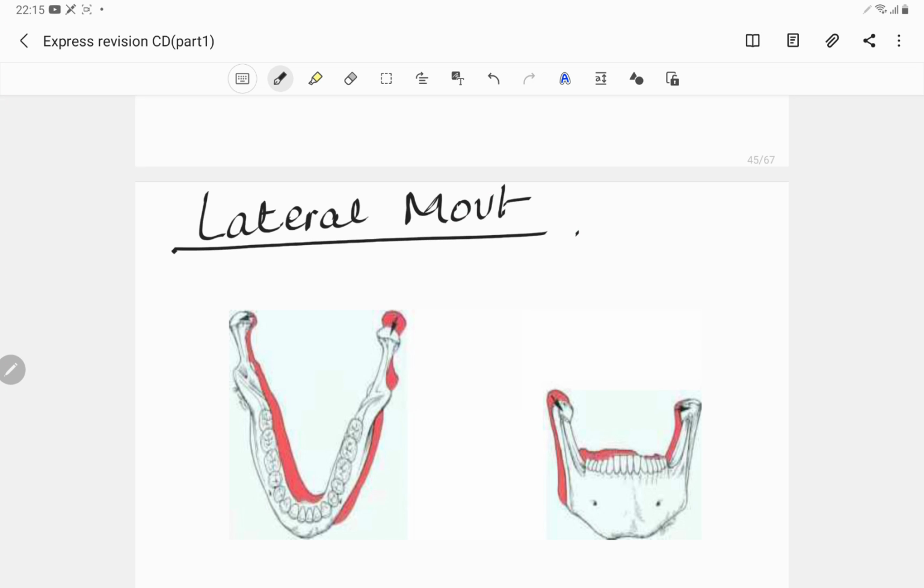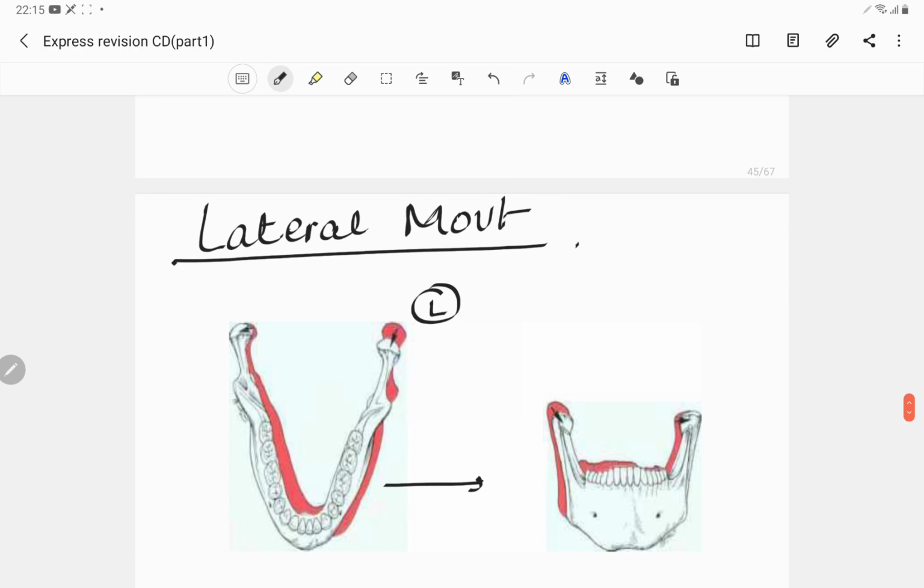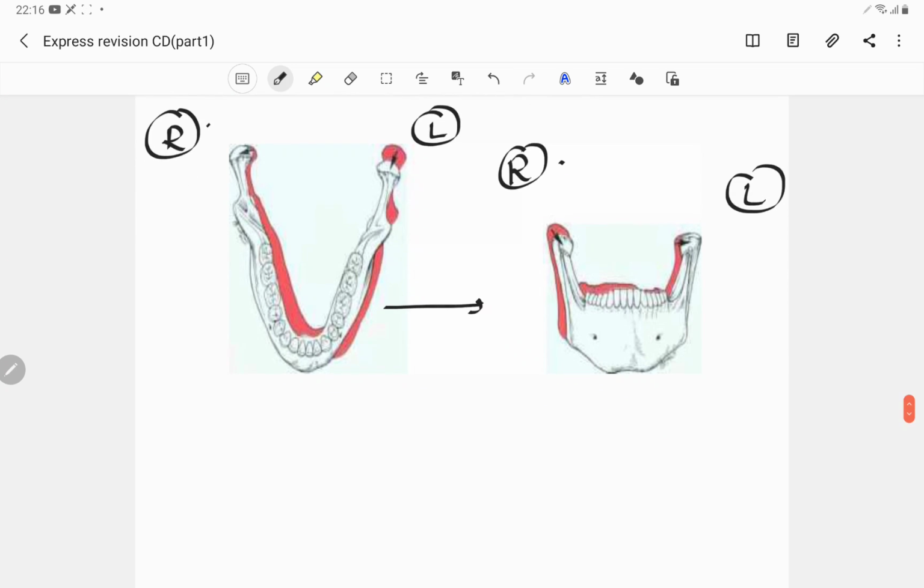When we are doing the lateral movement, that means we are taking the mandible to one side. Suppose you are doing a movement in this direction. So this is the left side of the patient. This is the right side of the patient. Now what will happen when the patient is moving the jaw to the left side? The jaw will move to the left side, right?